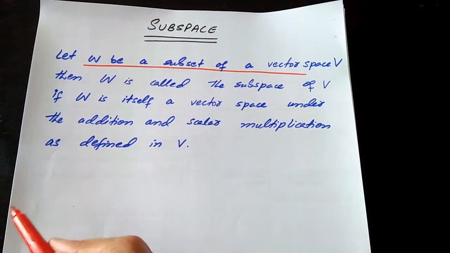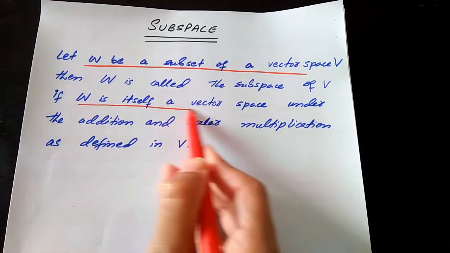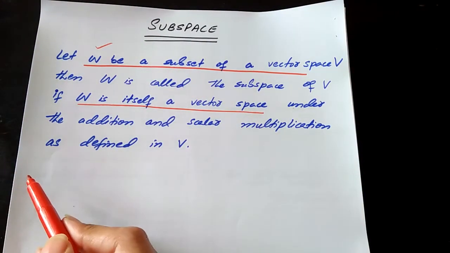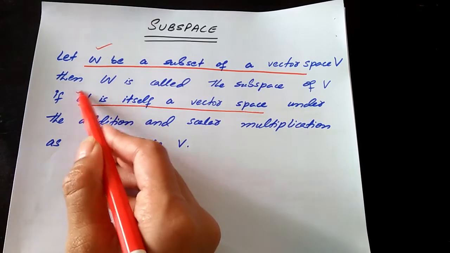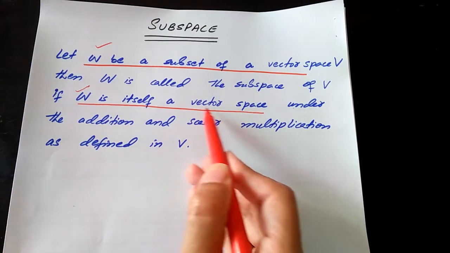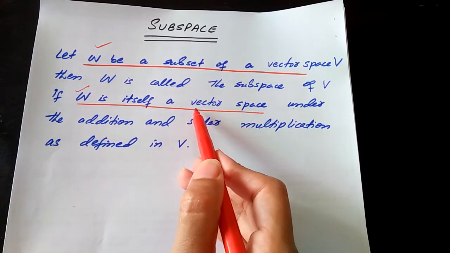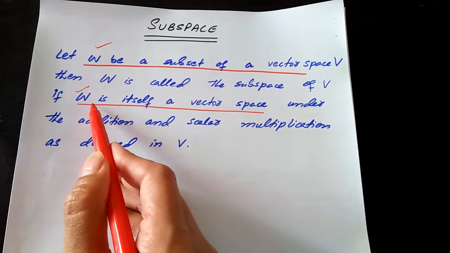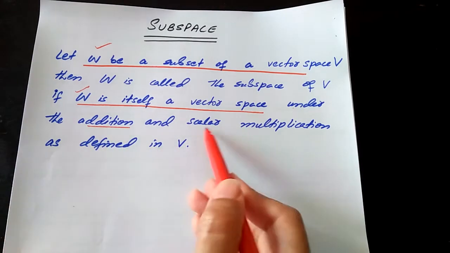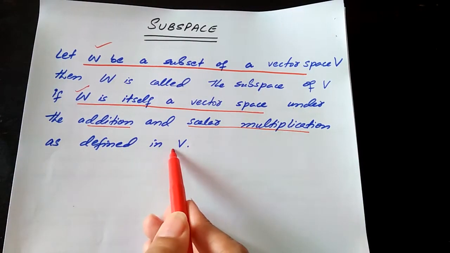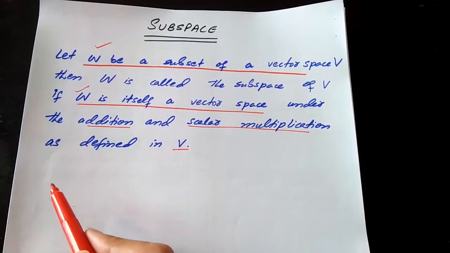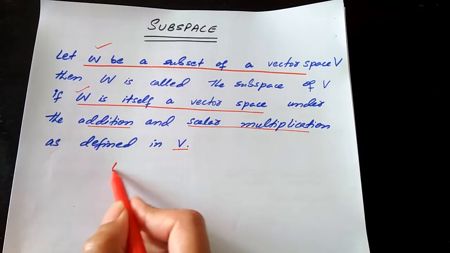And the second important thing is W is itself a vector space. Then prove W by proving the axioms of a vector space. If W is proved to be a vector space itself under the addition and scalar multiplication defined in the main vector space V, then we can say W is a subspace of V.